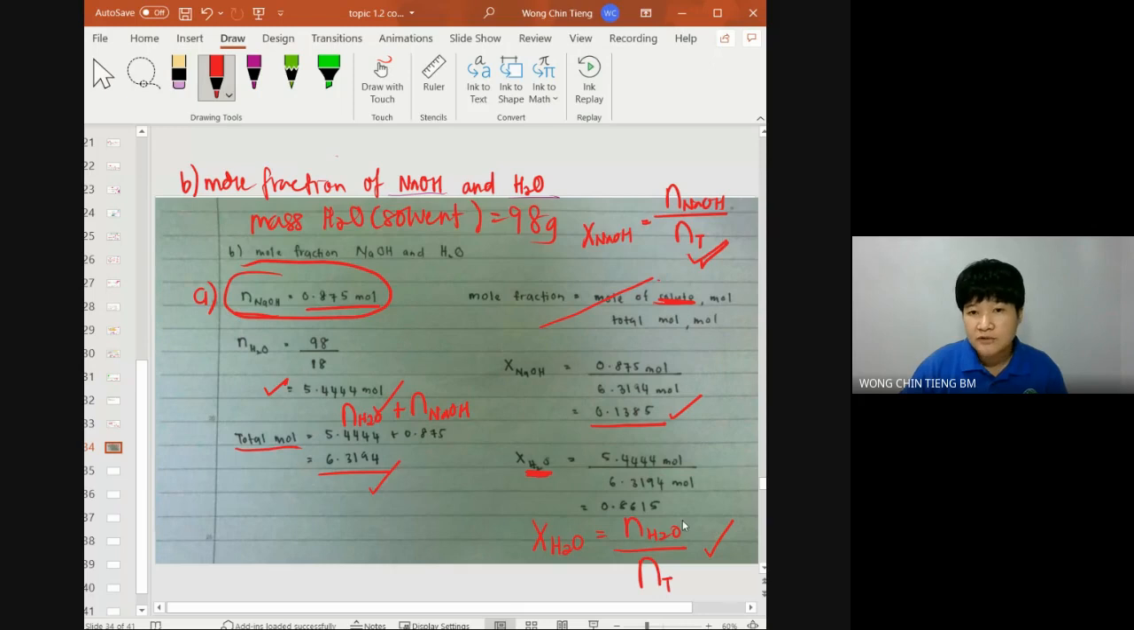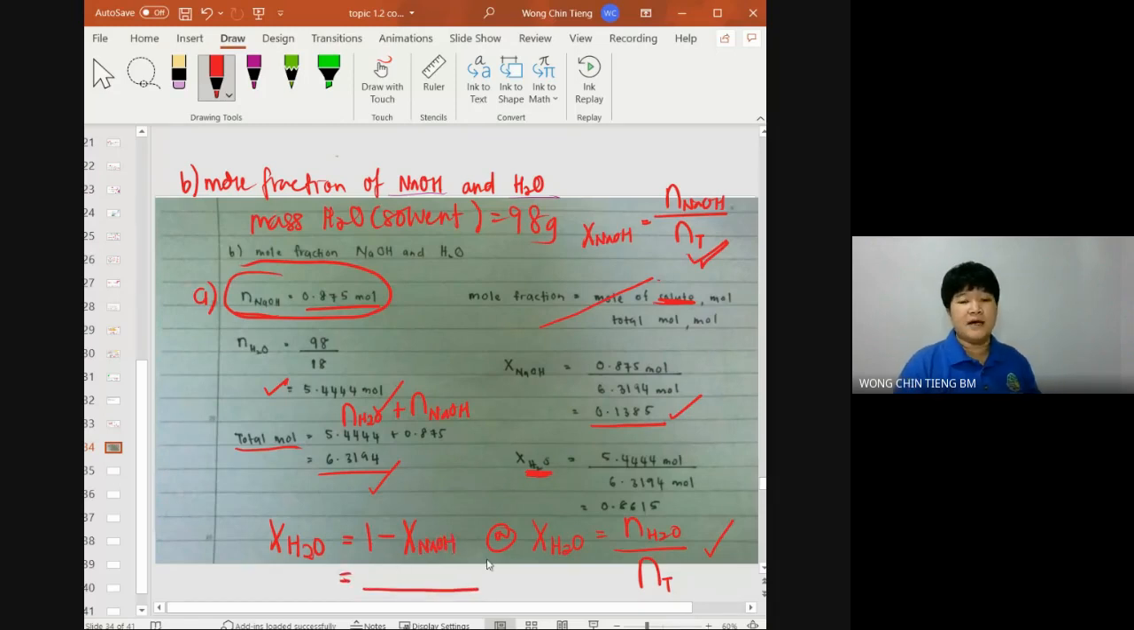Kalau saya tak nak guna formula kat sini, Patricia, kalau teacher nak kira mole fraction of H2O, saya tak nak guna formula. Saya boleh kira guna? Last question. Patricia, kalau tak nak guna formula? Panjang, susah. 1 minus, bukan mole ya, 1 minus mole fraction of NaOH. And whoever that do this, final answer masih sama and masih betul.